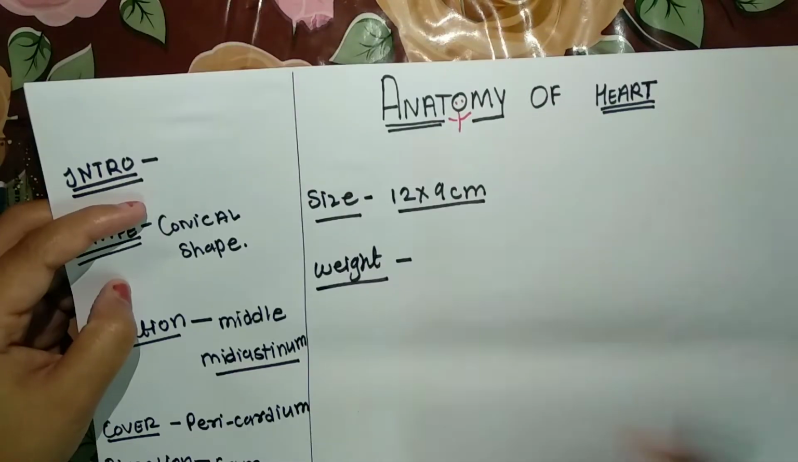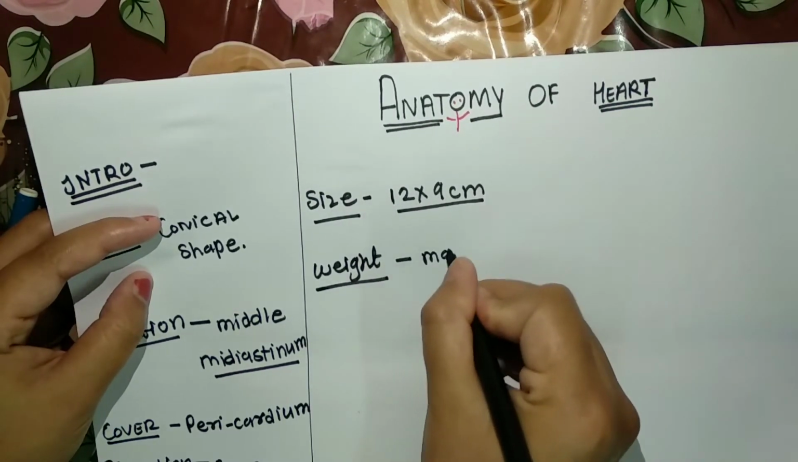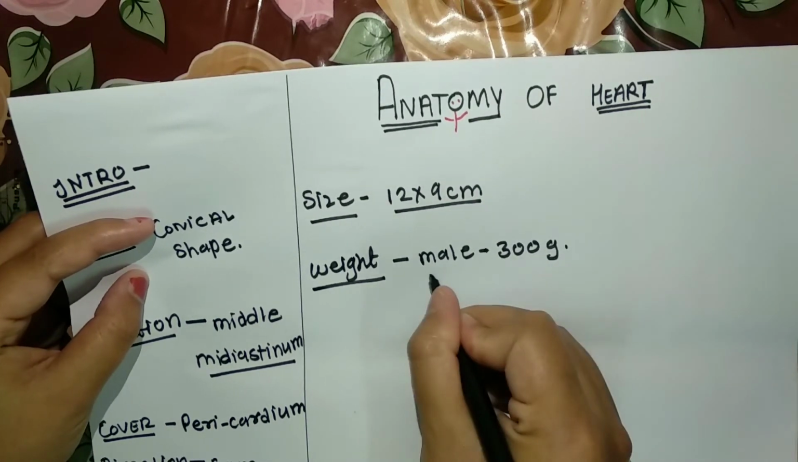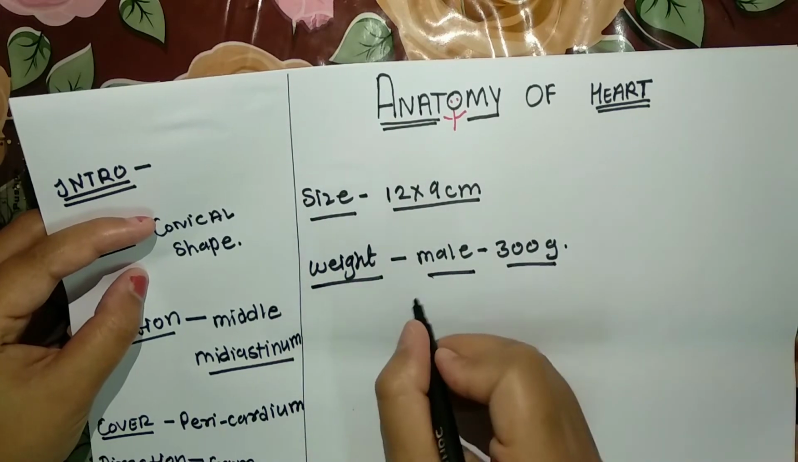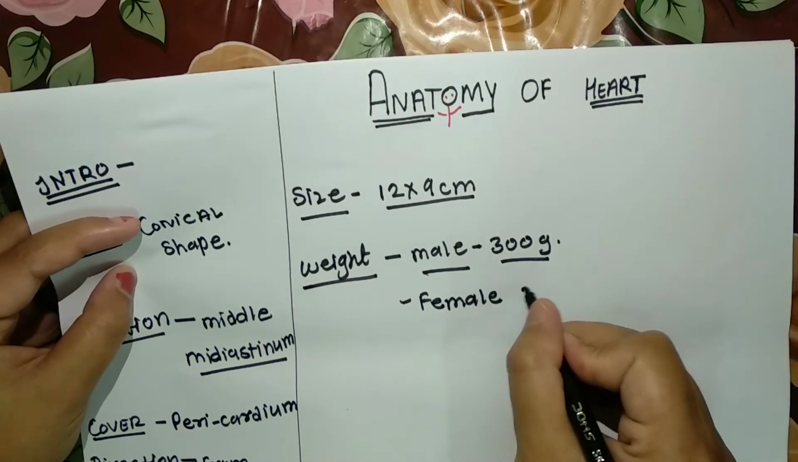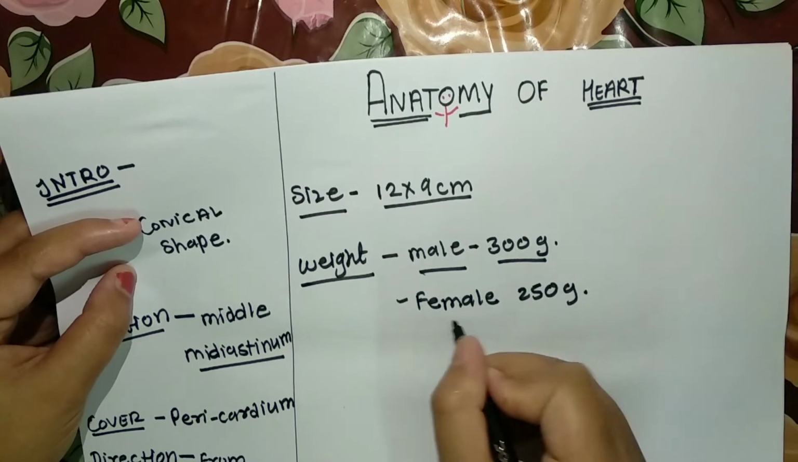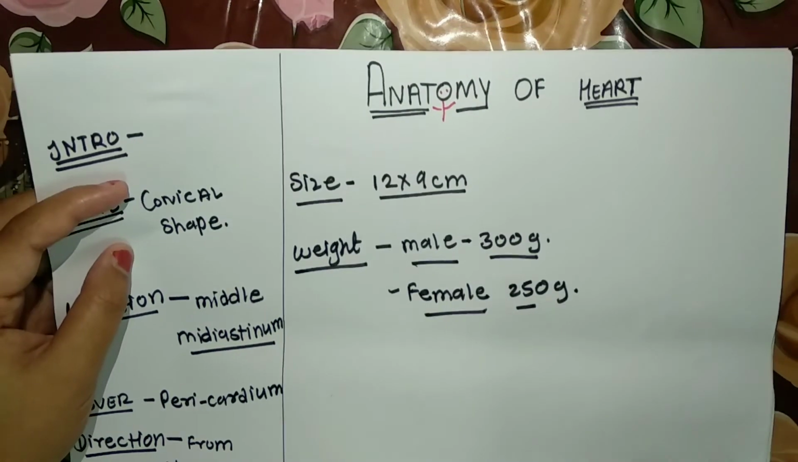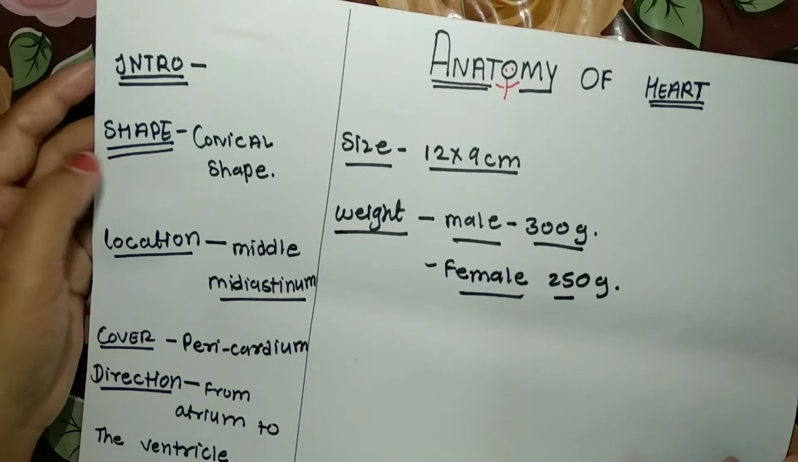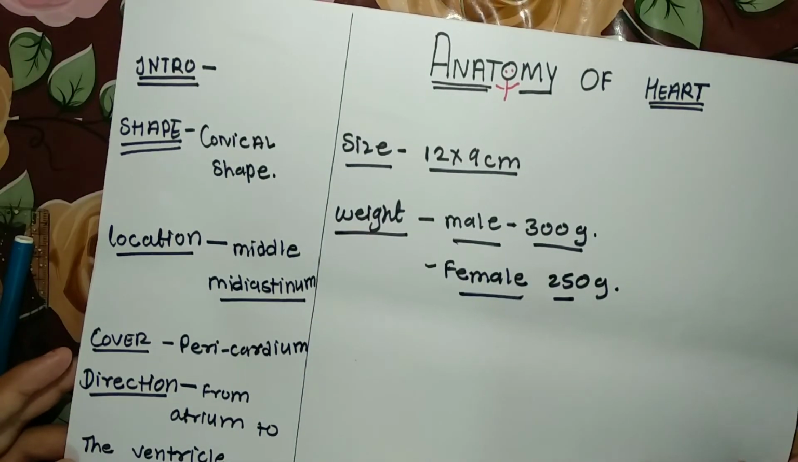How much is the weight? In males it is 300 grams, and in females it is 250 grams. So we are done with introductions: shape, location, cover, direction, size, and weight.